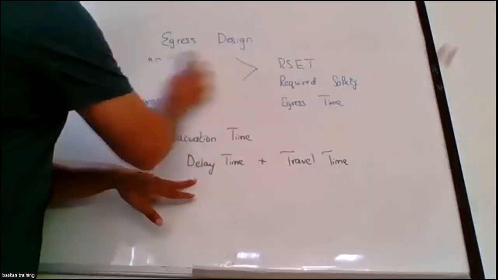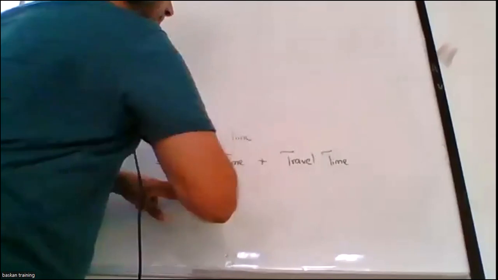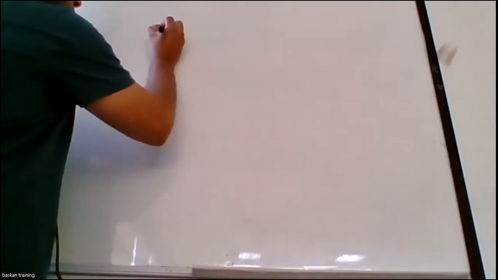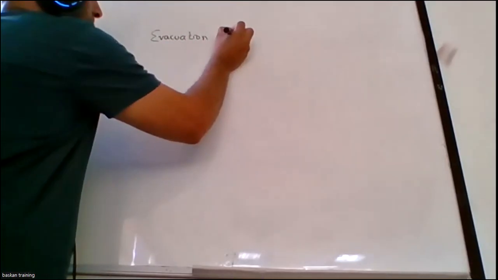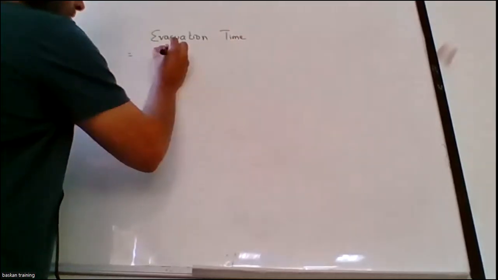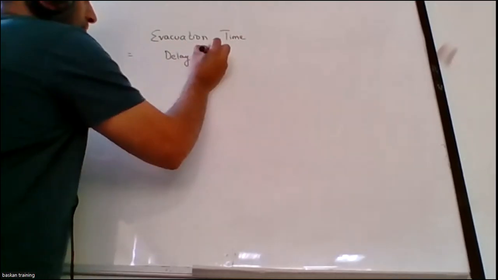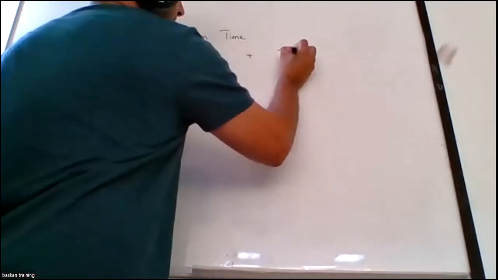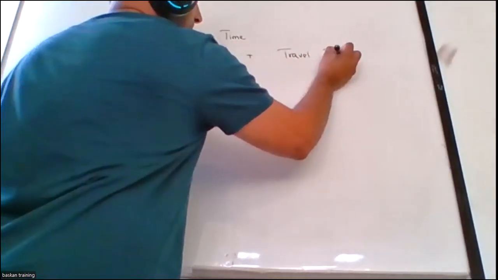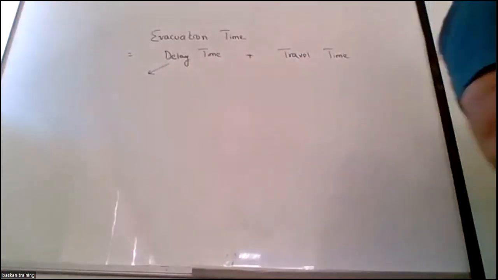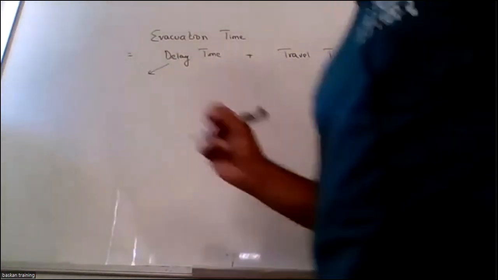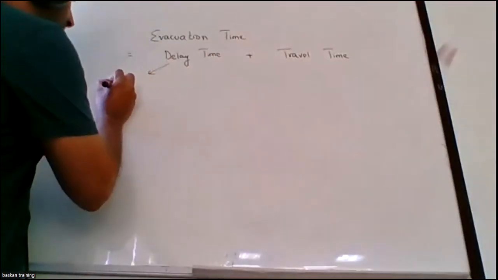So continuing our discussion from evacuation time, which is equal to delay time plus travel time. Now, what is your delay time? Delay time further contributes into three very important parameters, three important times that can be considered. The first thing is the time to notification.